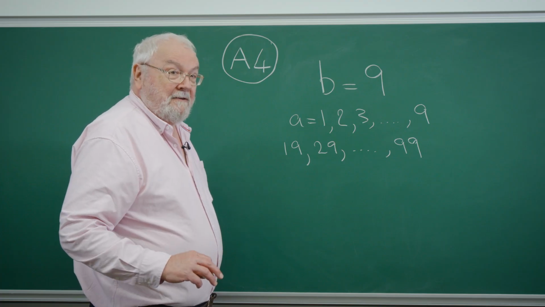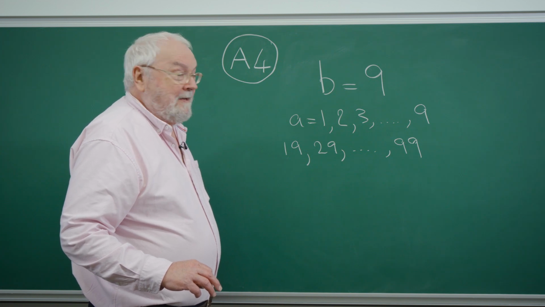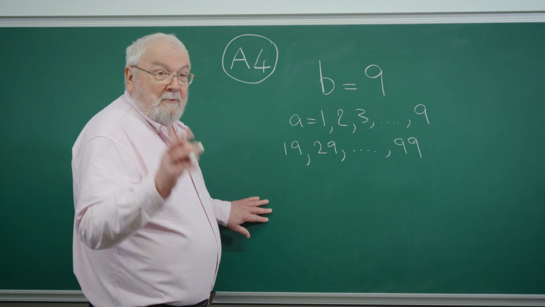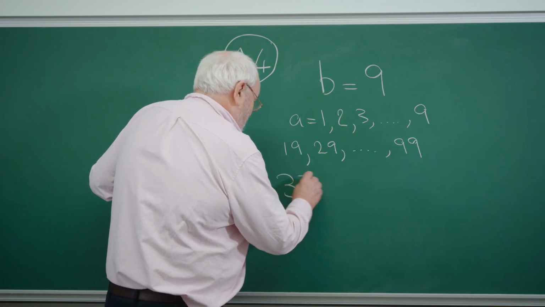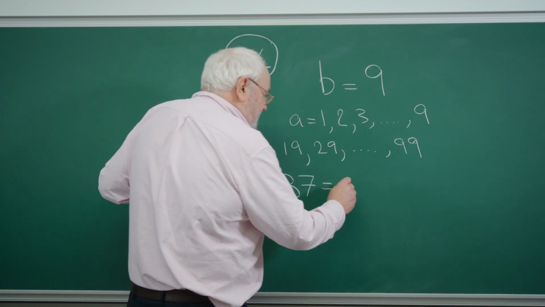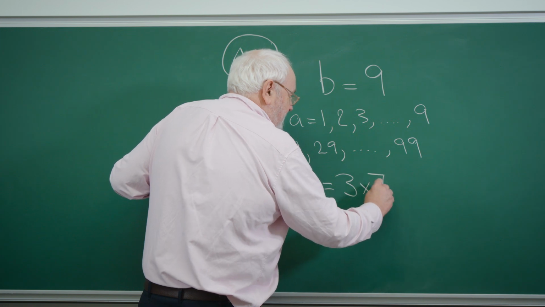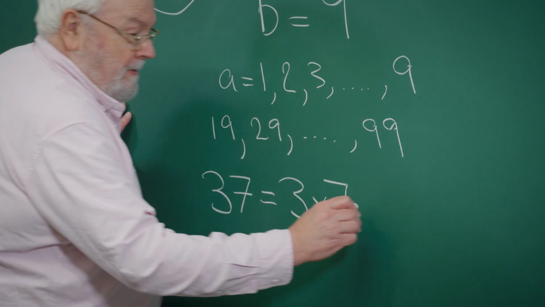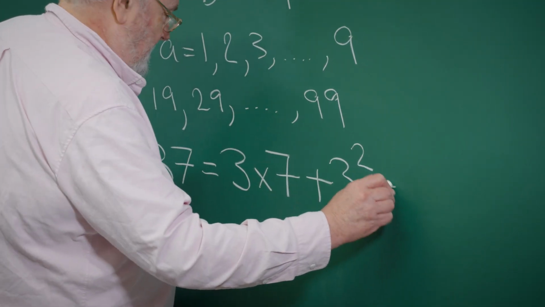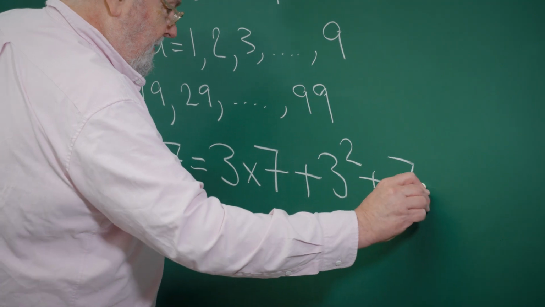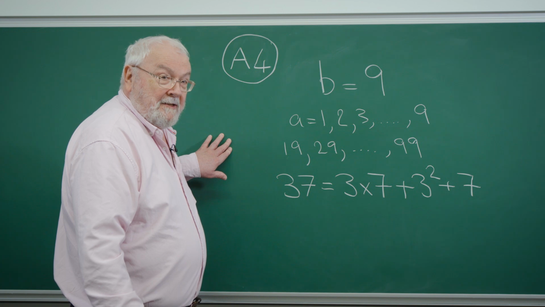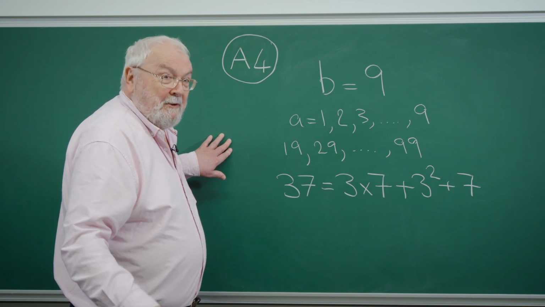If you want to have fun, you can make up your own questions like this. I mean, there's nothing very interesting about 49, is there? So let's start with 37. You make the brilliant observation that 37 is 3 times 7 plus 3 squared plus 7. I wonder if there are any other two-digit numbers that are like that. Investigate and make up your own questions.